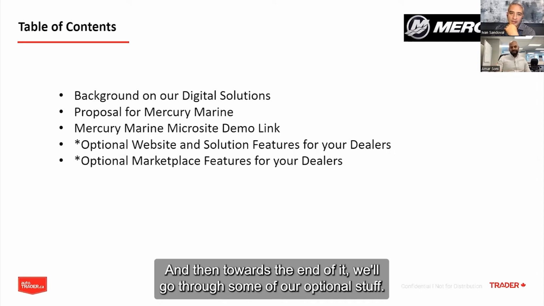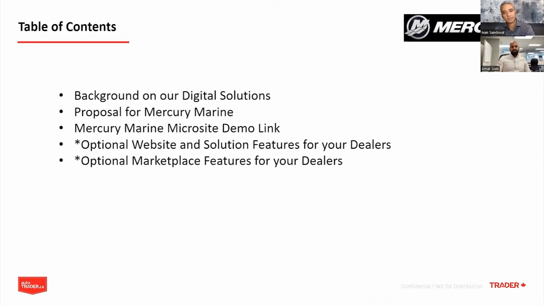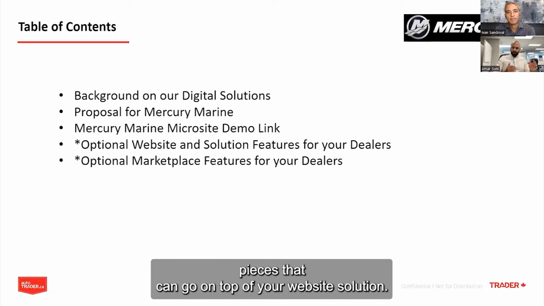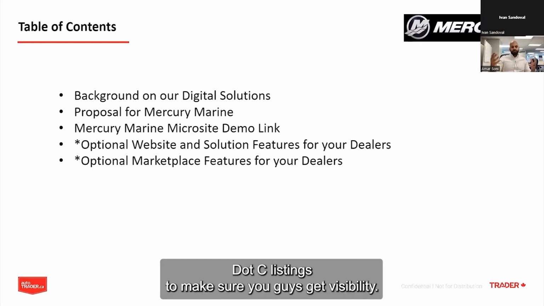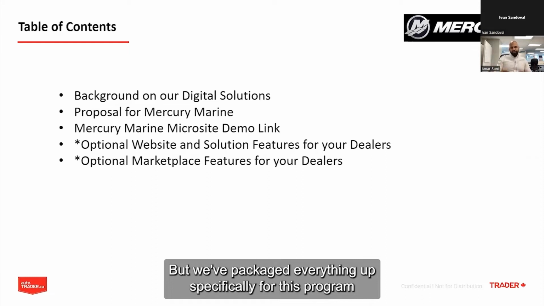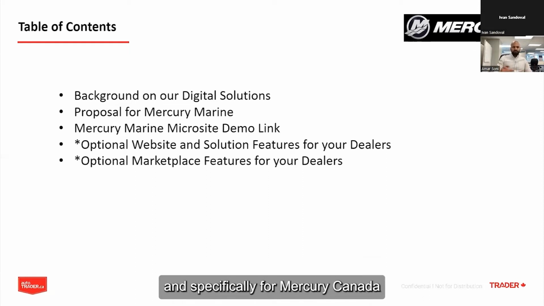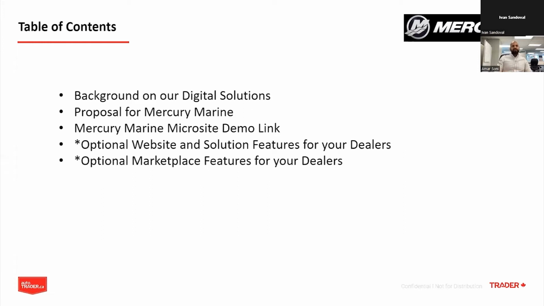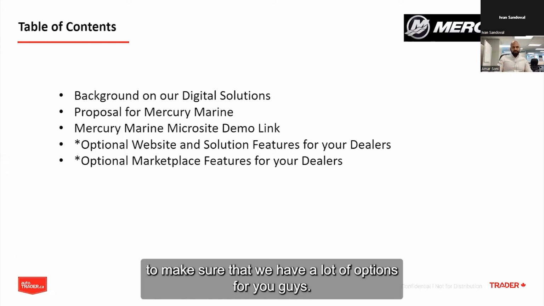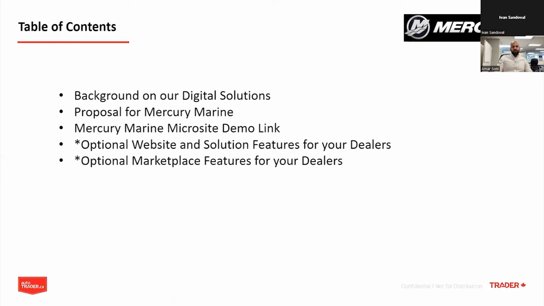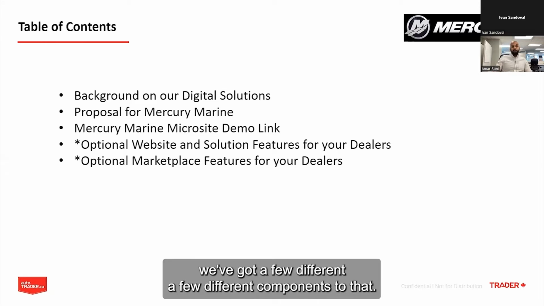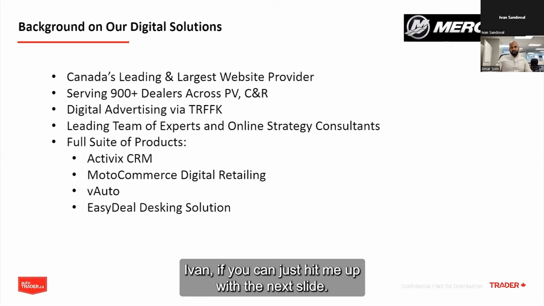And then towards the end, we'll go through some of our optional stuff. We've got additional bits and pieces that can go on top of your website solution. And of course, there is the marketplace business, which is the autotrader.ca listings, to make sure you get visibility. We've packaged everything up specifically for this program and for Mercury Canada, to make sure we have a lot of options for you. So, going into our background on our digital solutions, we've got a few different components. Ivan, if you can hit me with the next slide.